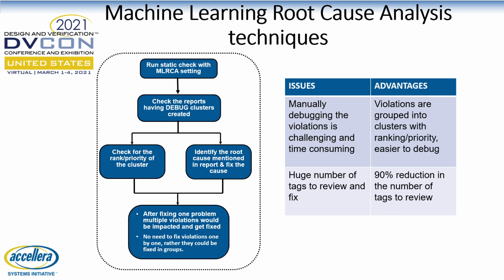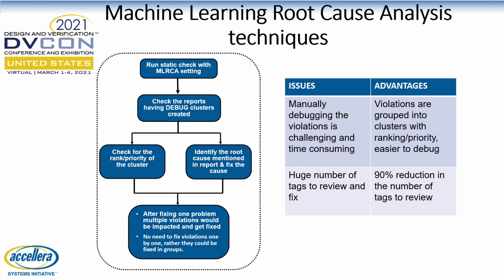So the other one was machine learning root cause analysis techniques. As we know, the design complexities are continuing to grow exponentially. This has increased the volume of static check reports, with a huge number of violations depending on design behavior. Manually debugging the violations is challenging, time consuming, and requires expertise and domain knowledge. So we have taken advantage of artificial intelligence based debug techniques for clustering the static check violations into specific groups known as clusters. These clusters or smart groups are based on grouping the violations which have the same characteristics.